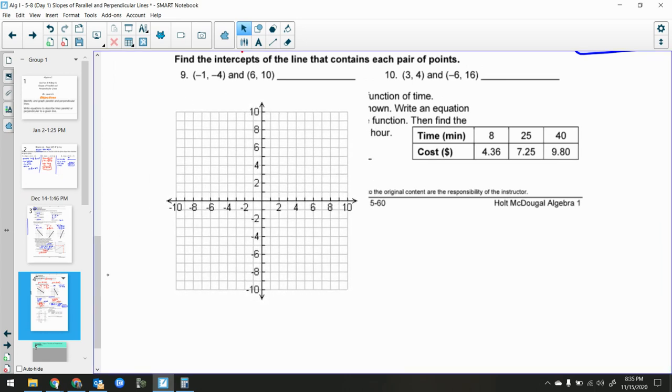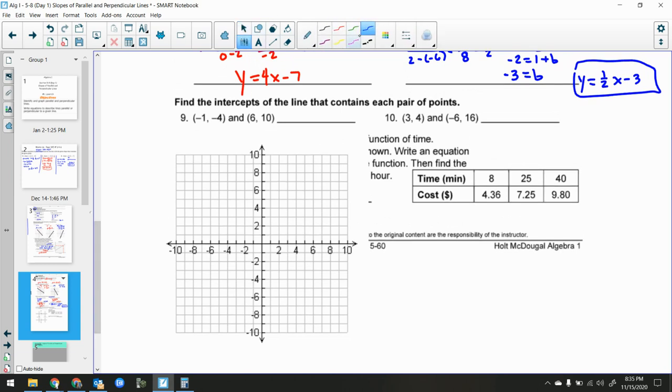I'll delete it away in a second so we can see 11. But here's number 9. First thing that we want to do is plot these points, -1, -4, and then 6, 10. So it says to find both the x and y intercepts. Let's hope that when I connect these dots, they're going to land at nice spots. Yep, and they do. All right, so the x-intercept is +1, so 1, 0. And then the y-intercept is -2, 0, -2.